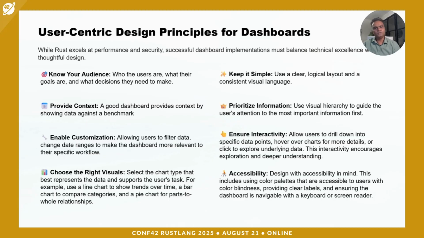Choose the right visuals. Select the chart type that best represents the data and supports the user's goals. For example, use a line chart to show trends over time, a bar chart to compare categories, and a pie chart for part-to-whole relationships. Using the wrong chart can lead to misinterpretation.